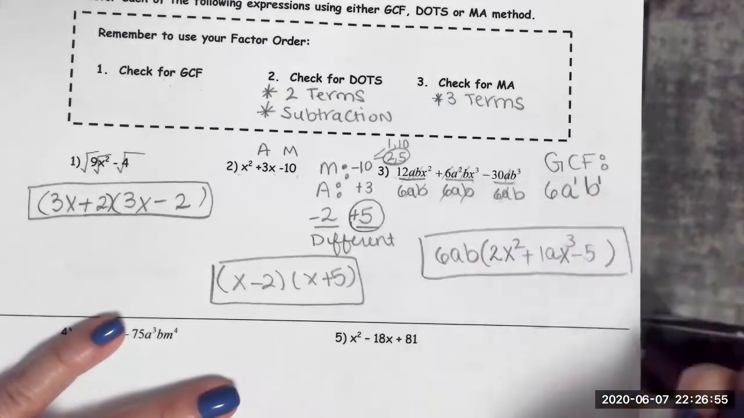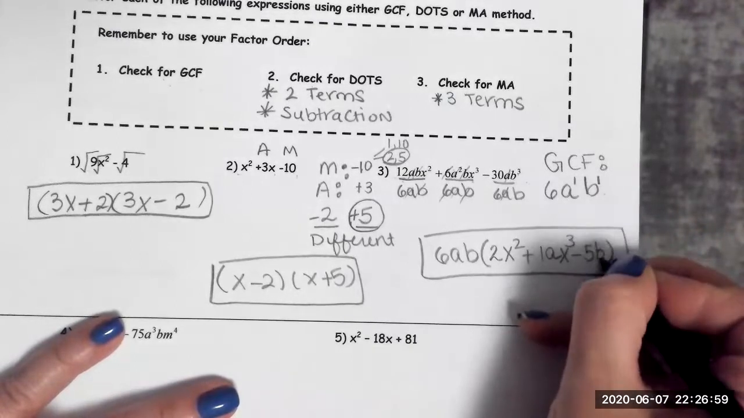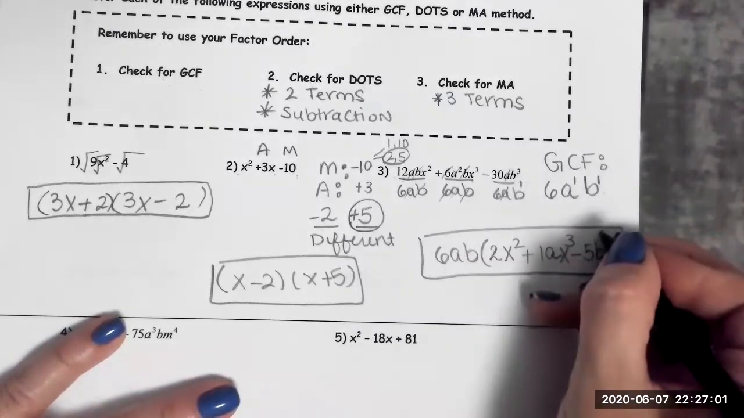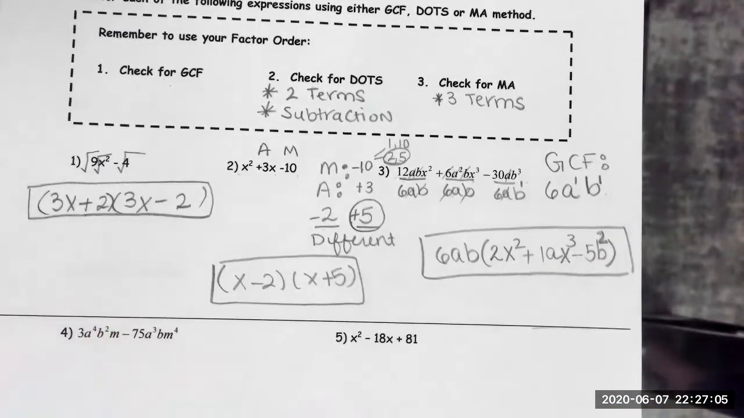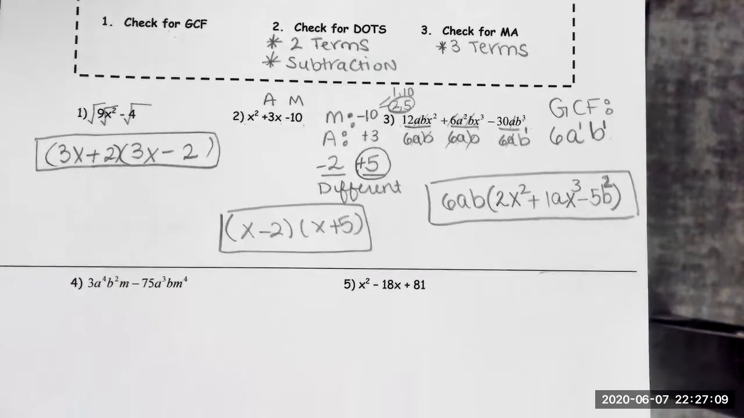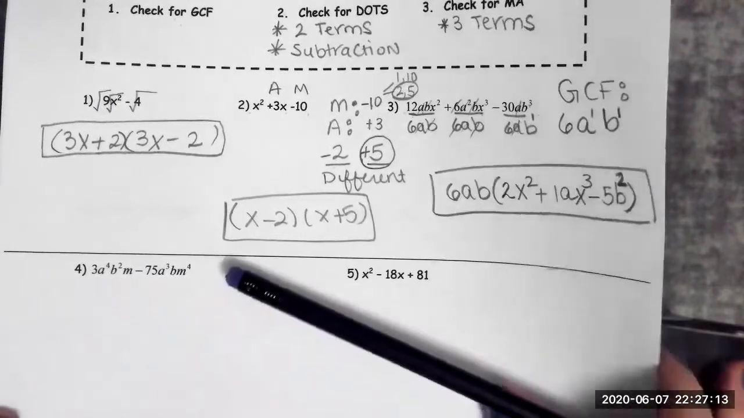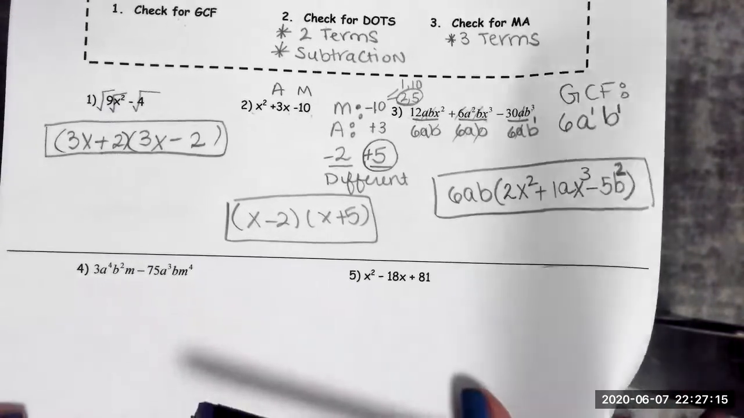A divided by A cancels out, and B cubed divided by B is B to the, remember to subtract, B to the second power. And that's going to be our final answer there. So even though I didn't tell you specifically what type of factoring to use, if you follow your factor order, you should be able to determine what kind of factoring to use.